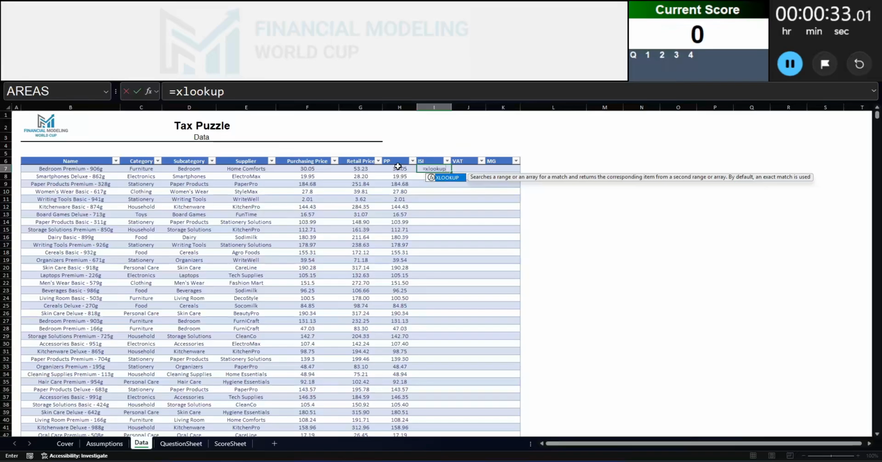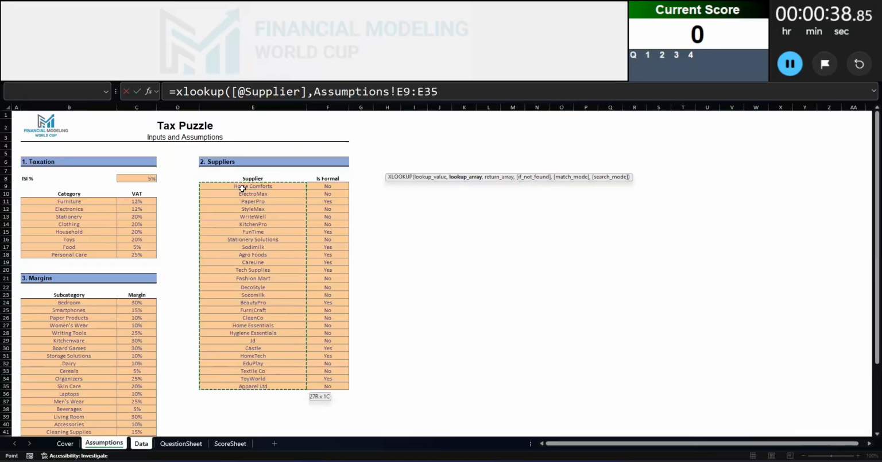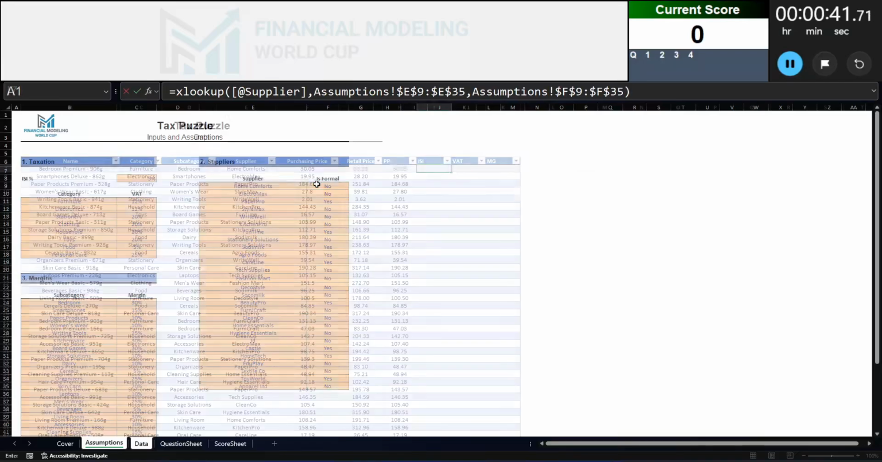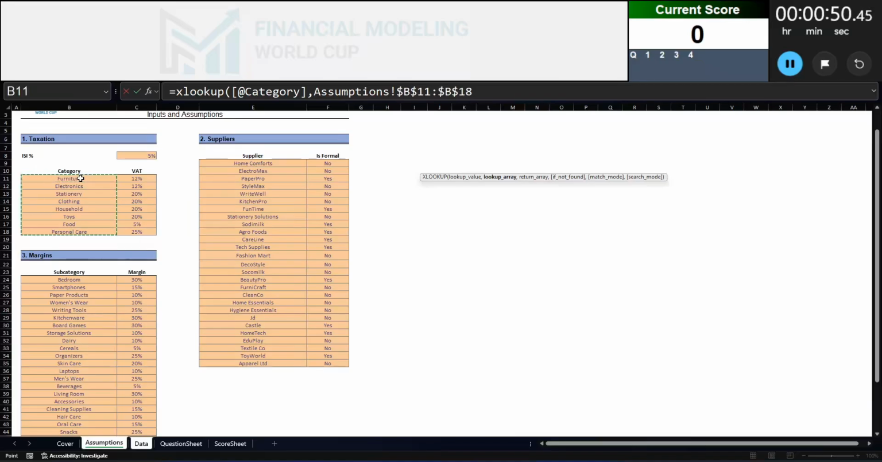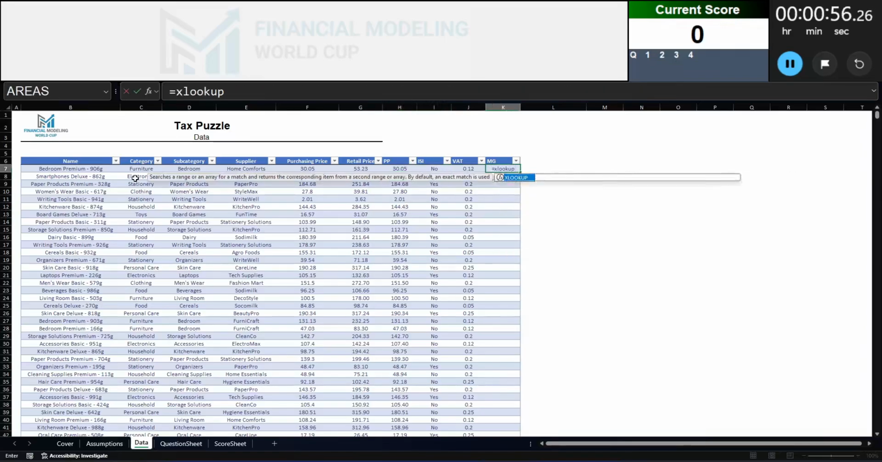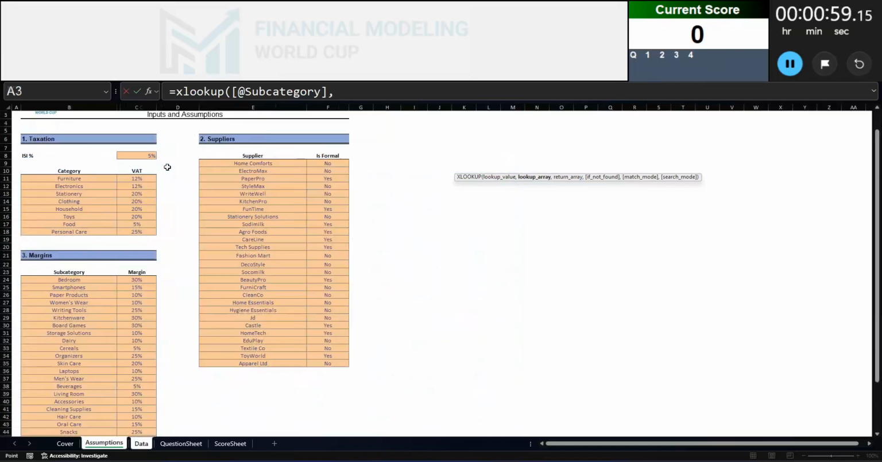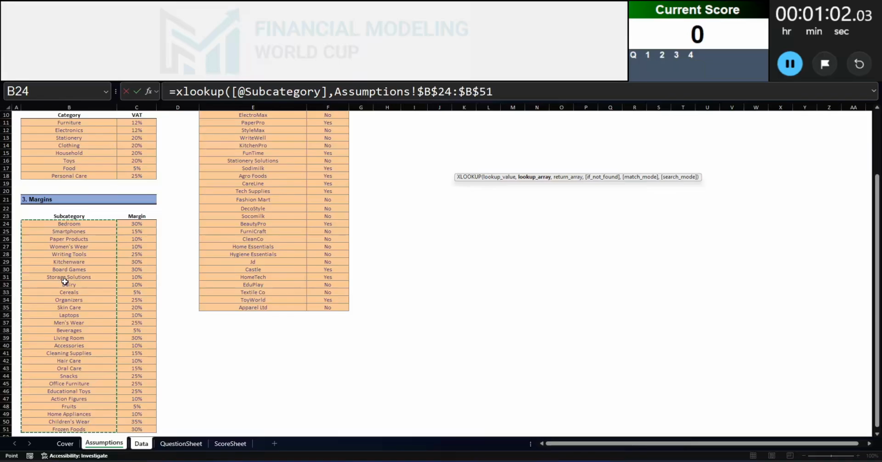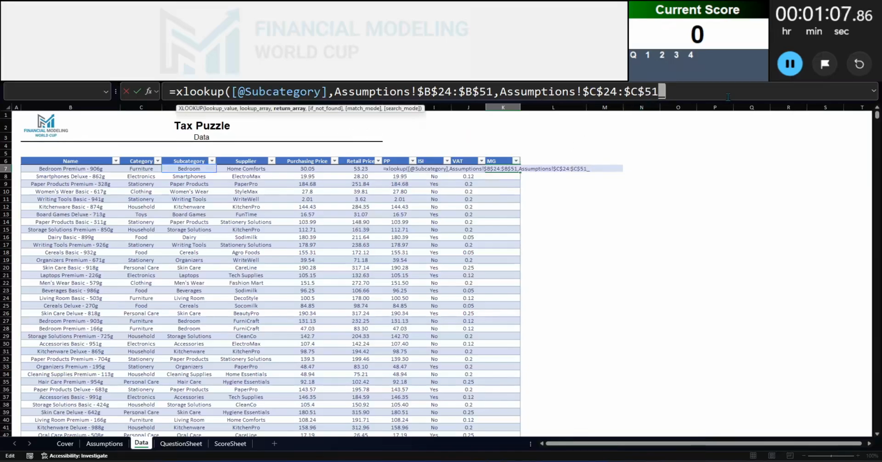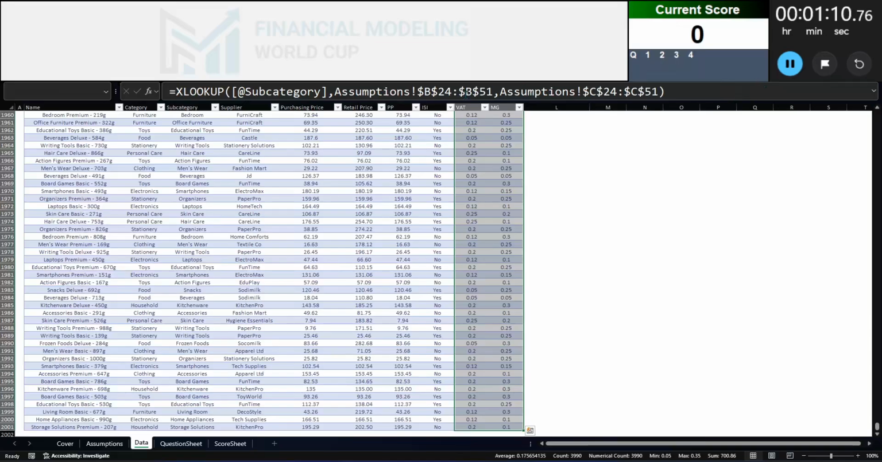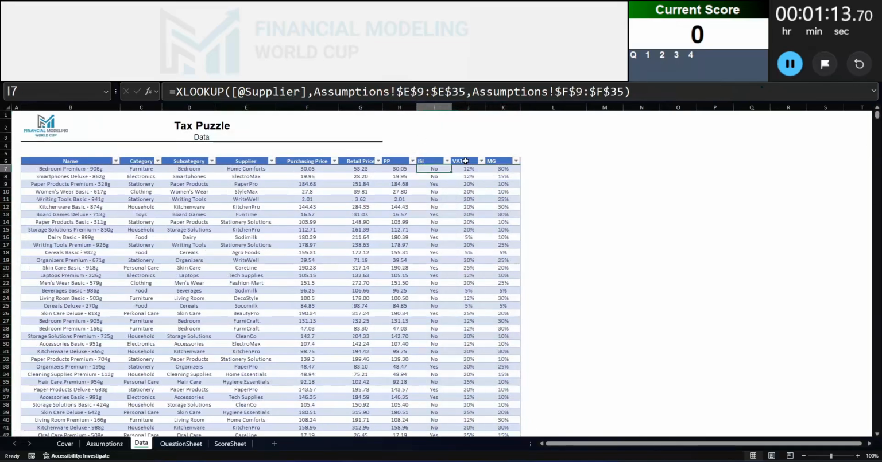Informal sales tax, I'm going to use XLOOKUP to bring out the rest of these. So the informal sales tax is based on the supplier. Value added tax is based on the category. So we'll look at the category. We're going to bring the information from here. And the margin is based on the subcategory. So, with all that said, now we don't need no's and yeses, we need a percent here.